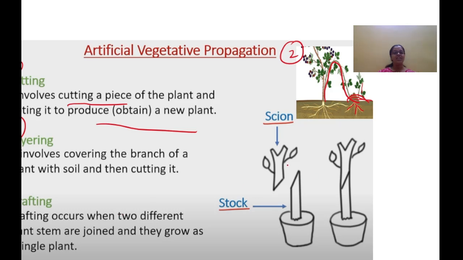Grafting means we are taking two parts of the plant, like the upper part called the scion and the lower part called the stock. So we are sealing both the parts and letting them grow into a new plant. So why do we need it? We have to grow a new plant with new qualities. If we have two different types of plants with two different properties, we want both the properties to be present in the same plant.